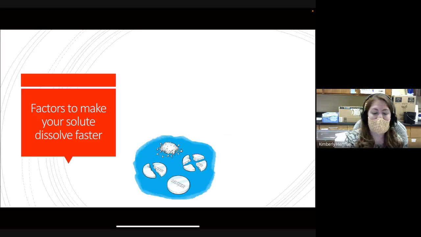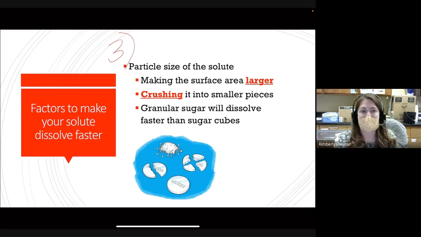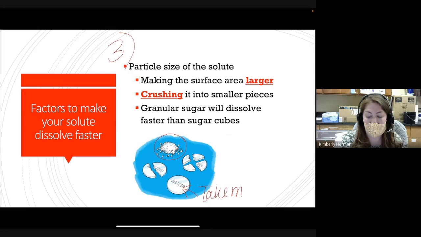So our third one is going to be particle size of the solute, that solid we've been talking about. If we make the surface area larger by crushing it into smaller pieces, we'll see that it increases the rate. So if we look at the rate of our crushed Alka-Seltzer versus our whole one, we would see that the whole one would take more time. And the reason being is that it has to penetrate the top surface, dissolve that, then go on to the next one.